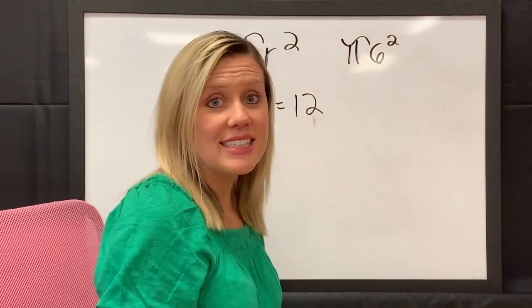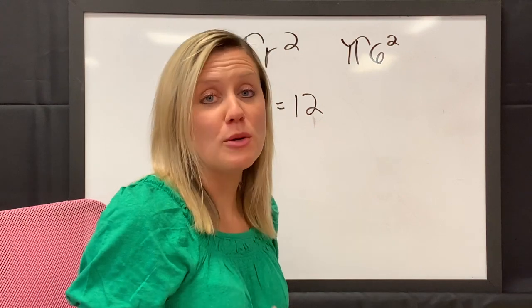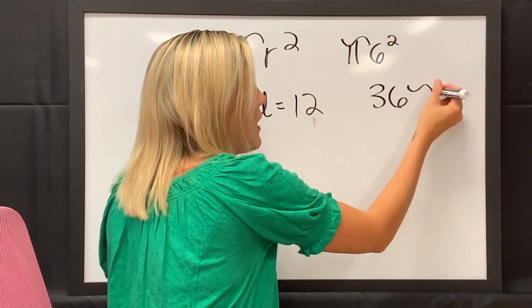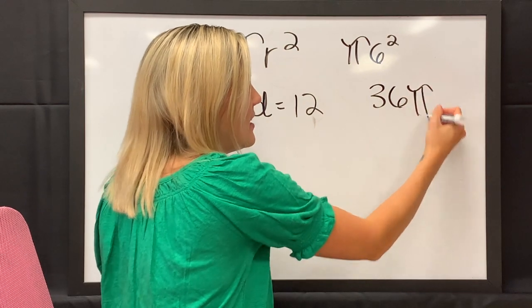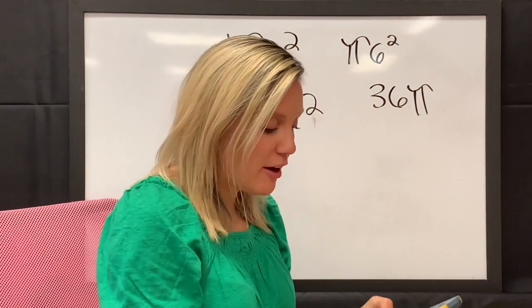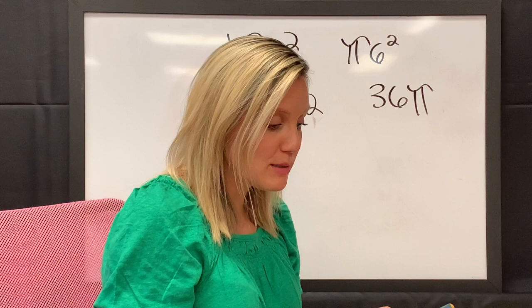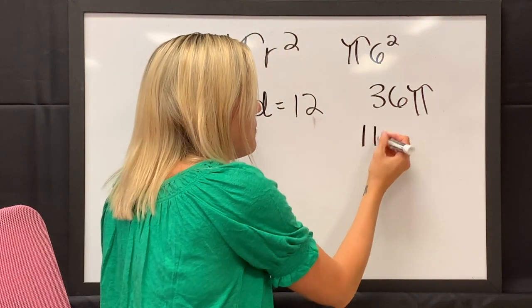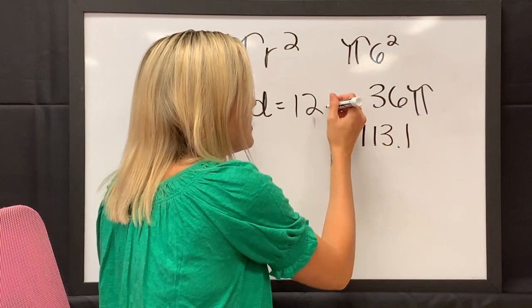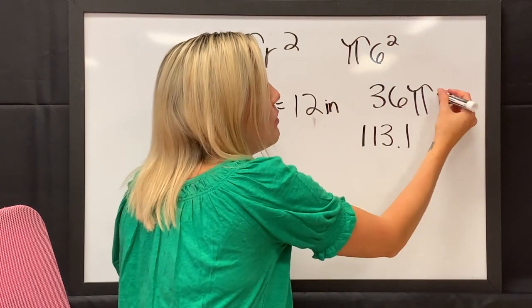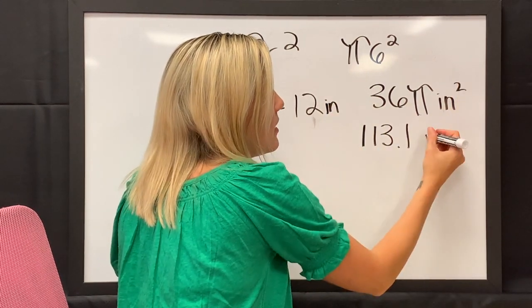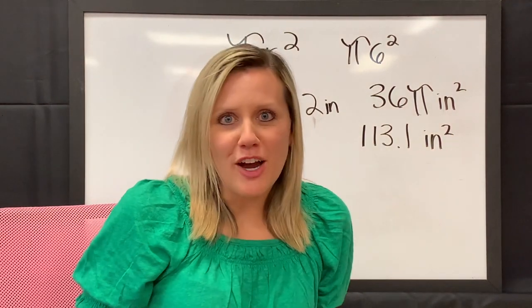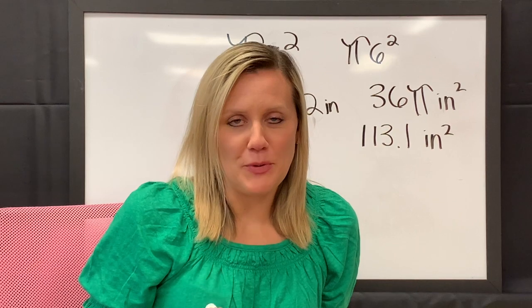Okay, so I'm going to take pi times 6 squared. 6 times 6 is 36. So my answer in terms of pi is 36 pi. Now again, I'm going to take my calculator and go 36 times pi to get 113.1. And of course, if this were in inches, we would want to label inches squared.